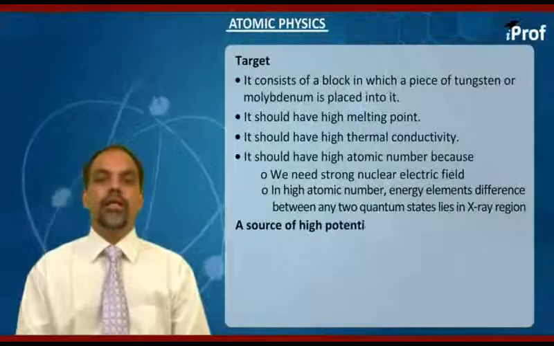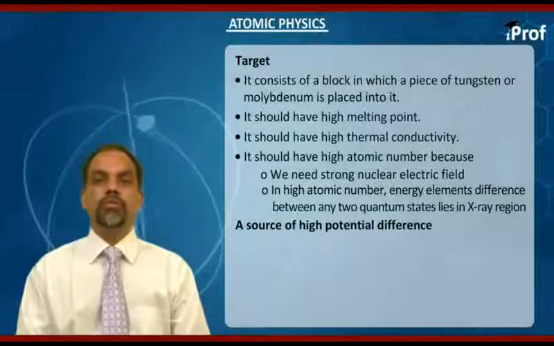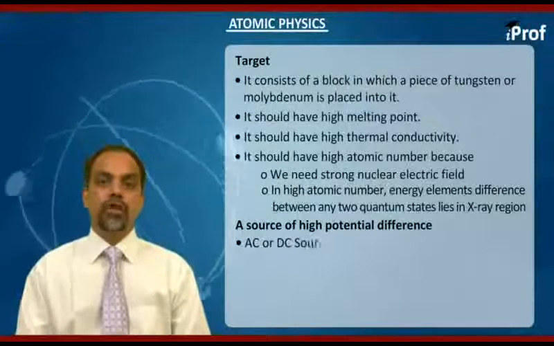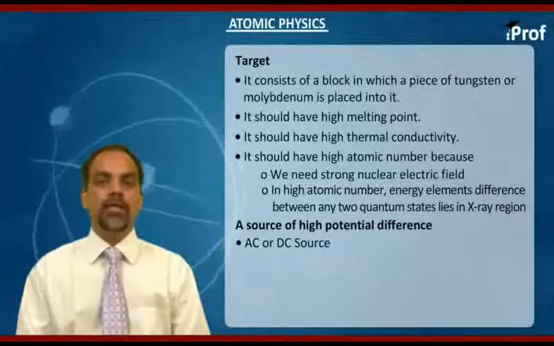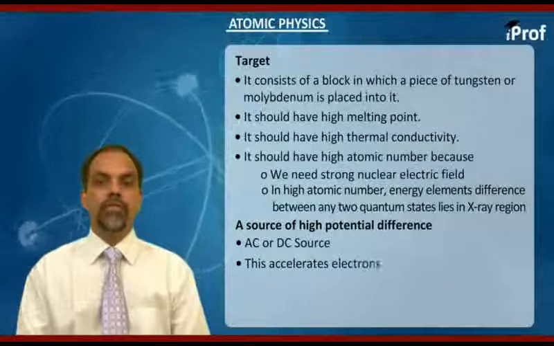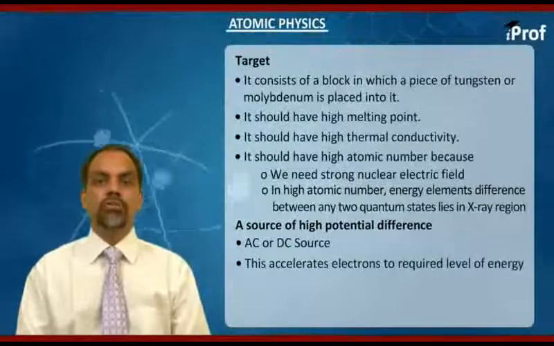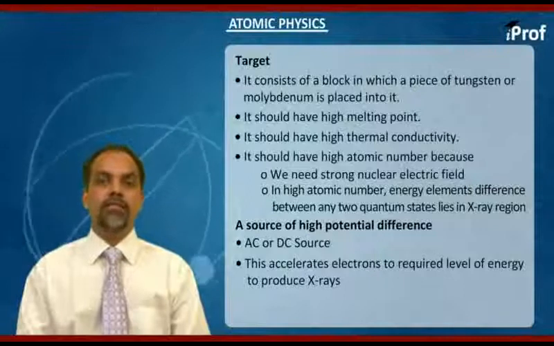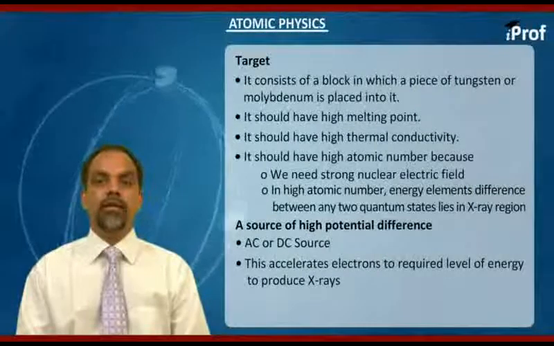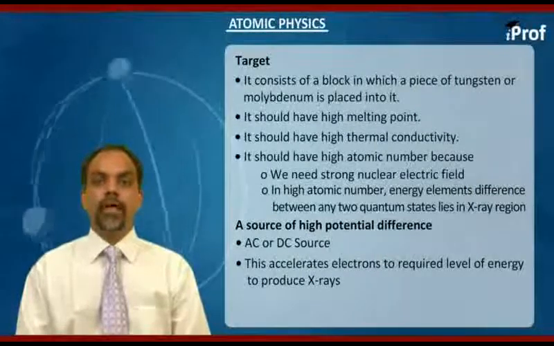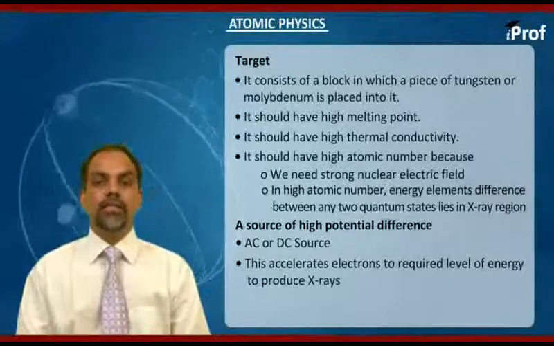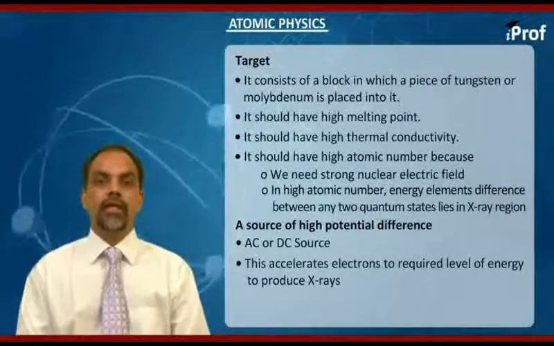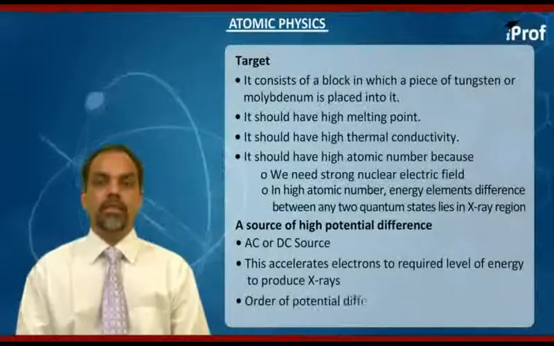Then we have the next component, which is the source of high potential difference. Normally we can use AC or DC as a source of high potential difference, and this source is used to accelerate electrons which are emitted from the electron gun, that is the filament, and these accelerated electrons, after achieving a high energy, strike the metal target to produce X-rays.